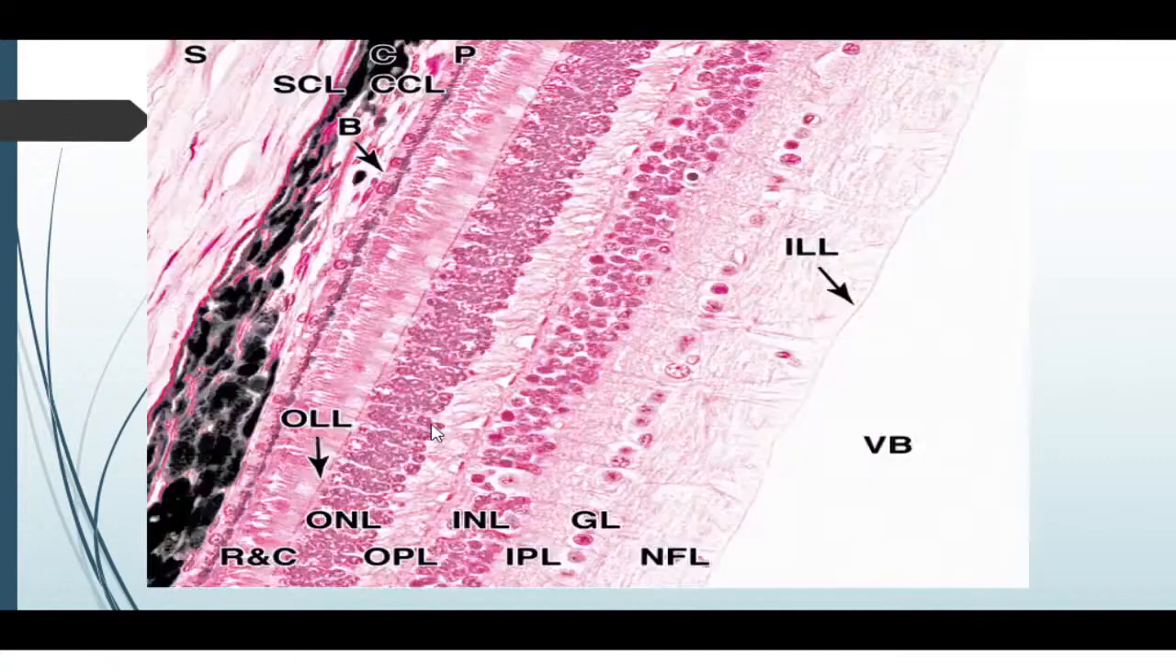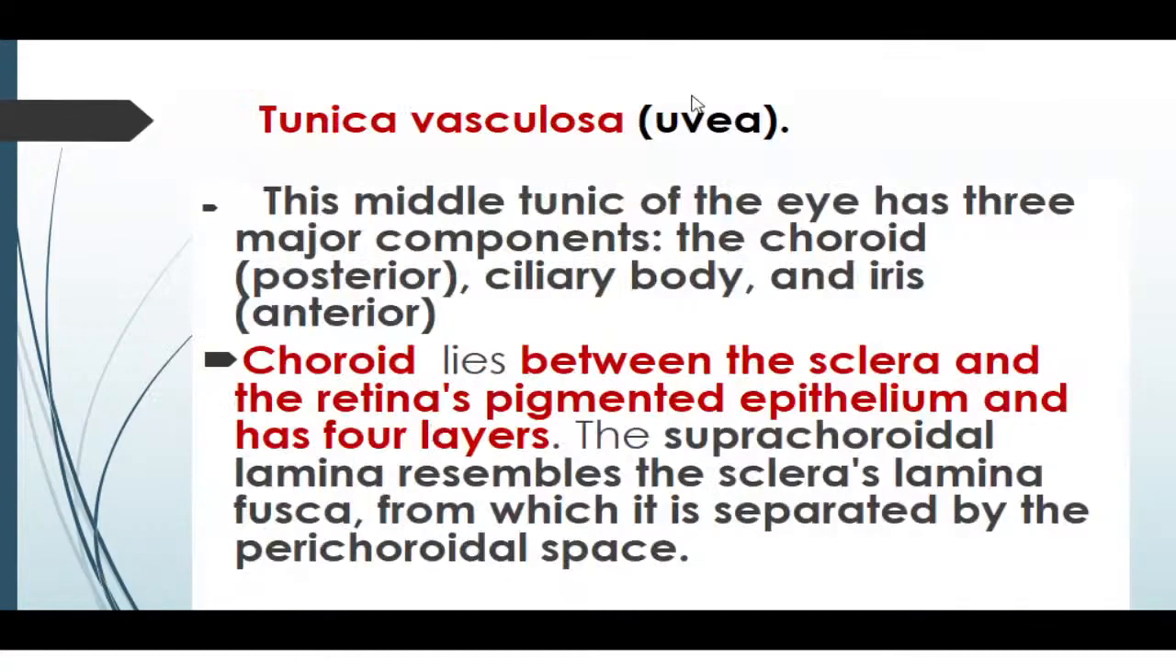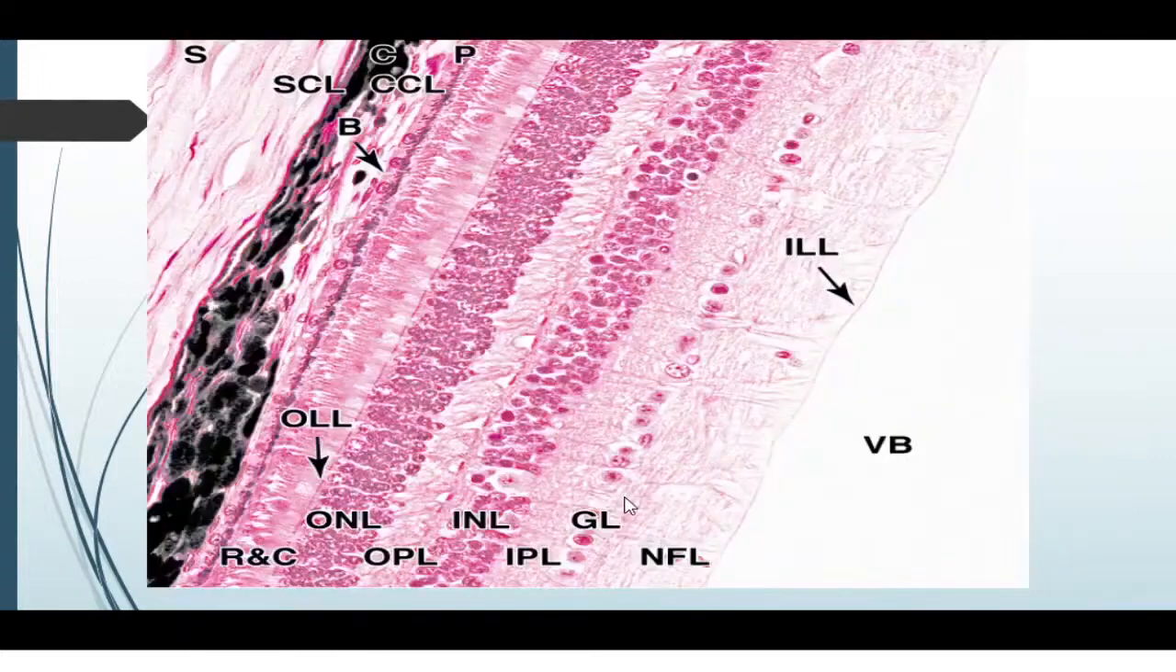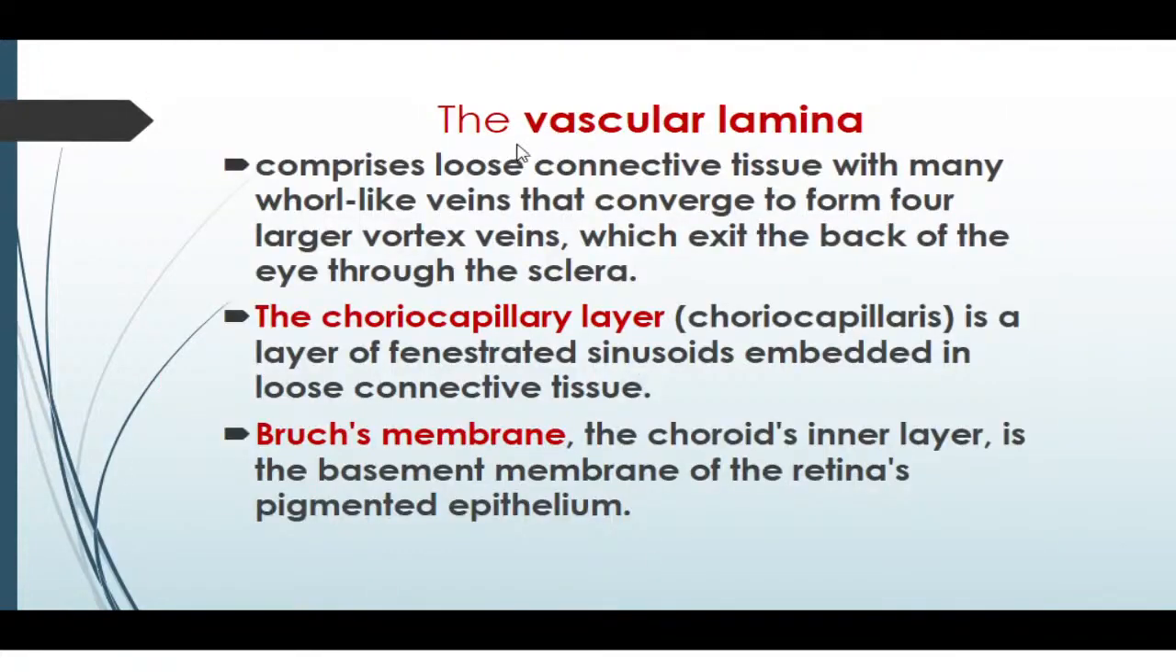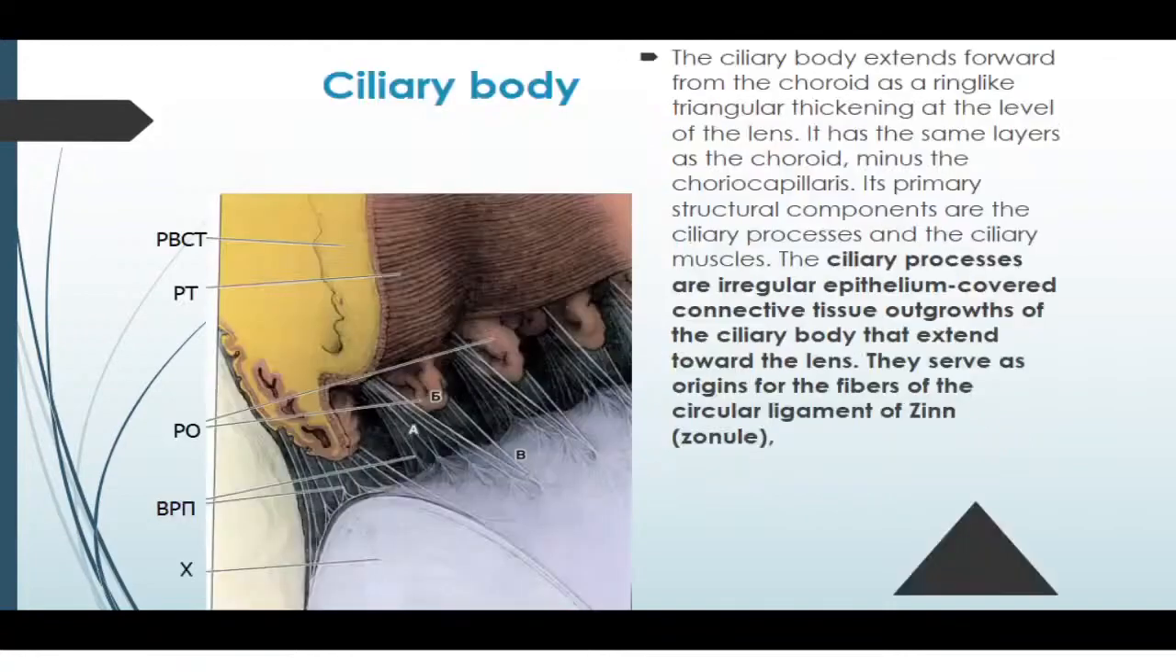So again, in the tunica vasculosa, we have to remind ourselves that there are four layers. First, the suprachoroid lamina. Second, the vascular lamina. Then the choriocapillary layer and Bruch's membrane. This is the choroid's inner layer, the basement membrane of the retinal pigment epithelium.